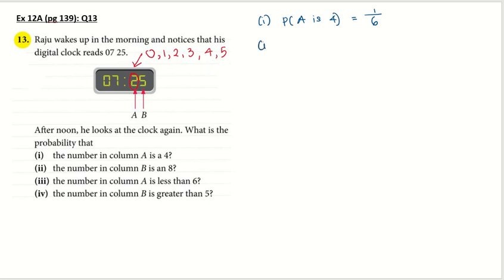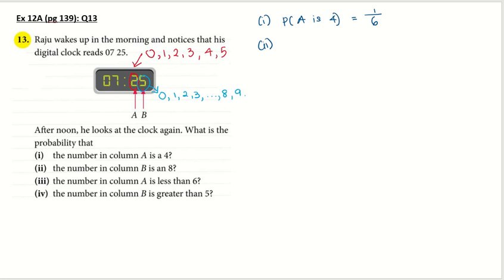Same concept, we take a look at part 2. For part 2, column B is an 8. So we take a look at what are some possible numbers for column B. Column B is here. Again, I can have 0, right? I can have 20 minutes, correct? It can be 0720, it can be 21 minutes, 22 minutes, 23 minutes, all the way till 28 or 29. Correct? So for column B, my sample space will have to be from 0 all the way to 9, because it's your minutes figure.